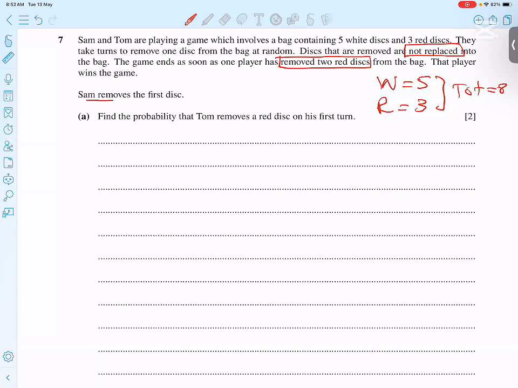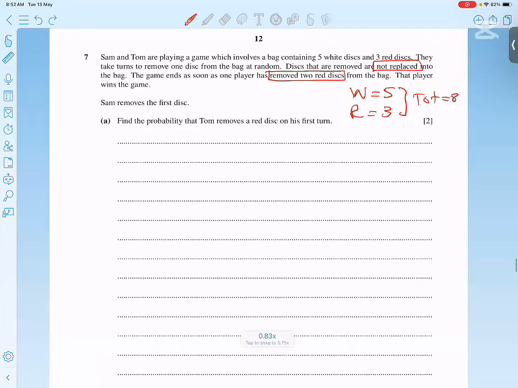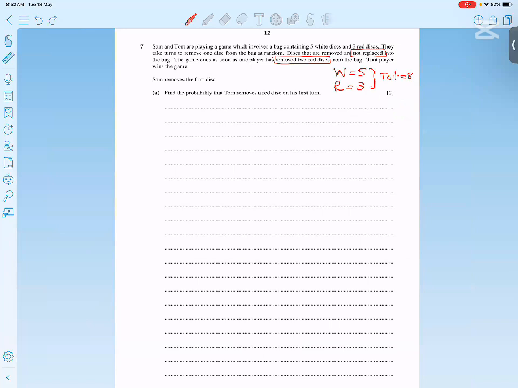So Sam removed the first disc. First of all, let's plan how we can do this kind of question, because too many complications are there. The best technique for this kind of question is to make a tree diagram. Though he's not asking to make it, as a teacher, you should just make a tree diagram. And the first branches always expand.